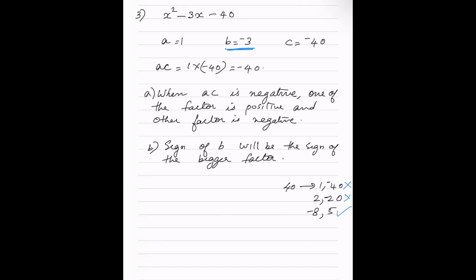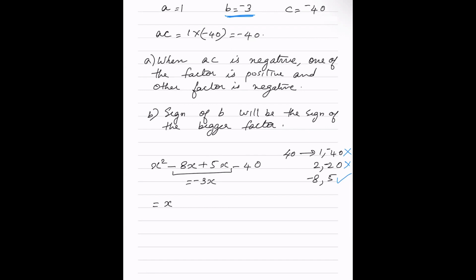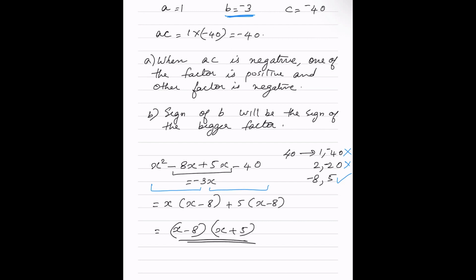So let's write the question as x square minus 8x plus 5x minus 40. So this gives me negative 3x. Take x out. So you have x minus 8 remaining, plus 5 out, x minus 8 in this group. So I had done the grouping like this: x square minus 8x in one group, 5x minus 40 in another group. So this will give me x minus 8 outside, and I'll be left with x plus 5. So these are the factors.